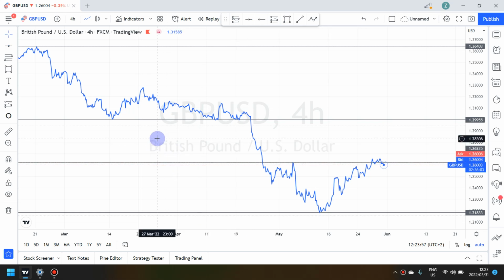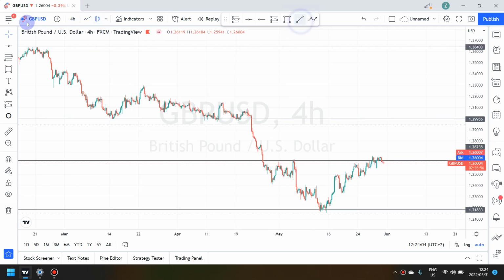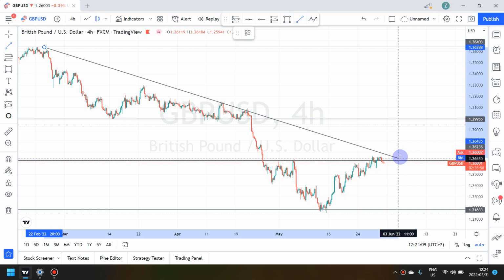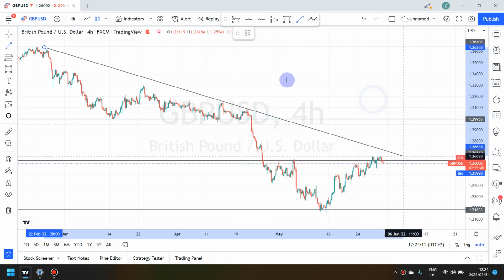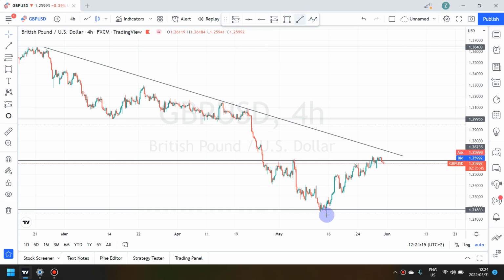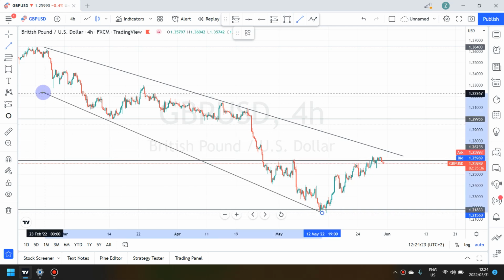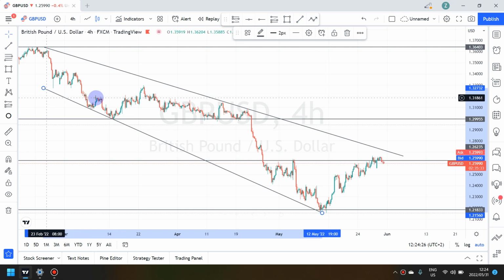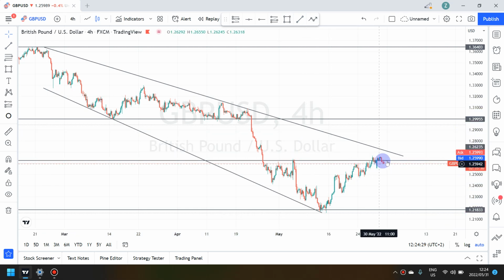So now that I have my key levels, I'll switch back to candlesticks, and the first thing I see is that the market is inside a bearish trend, and as you can see, the market is at my key level. This is a strong key level, so the market has a higher chance of either reversing or breaking out.